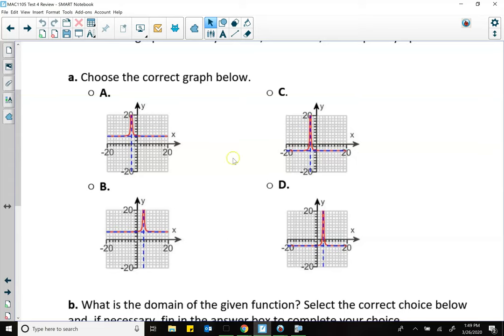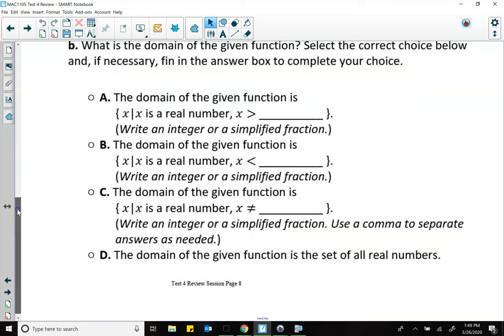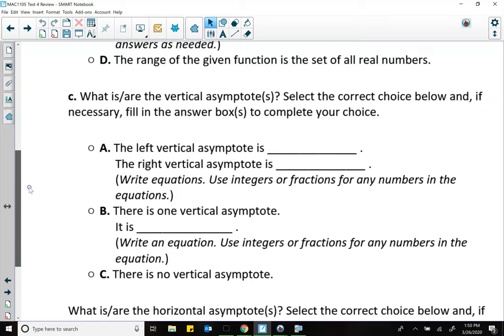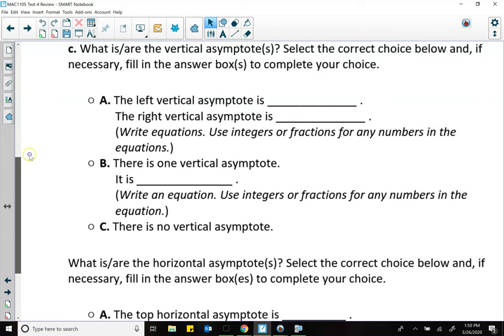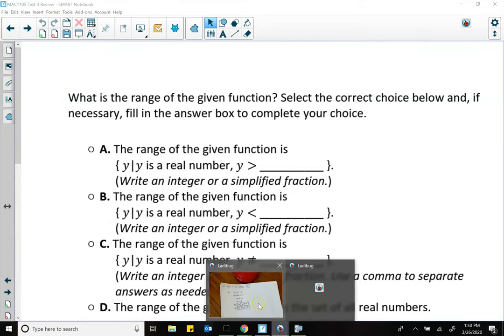So if we go in here, we already know that this was choice C. In B, we would put choice C and put in a negative 4 right there. Then we got to go to the next page. For the range, we would choose choice A because we want to be greater than, and then we put negative 5 right there. Okay? And then now all we have to do is talk about whether there are asymptotes, vertical, horizontal, or oblique. So let's go talk about those.